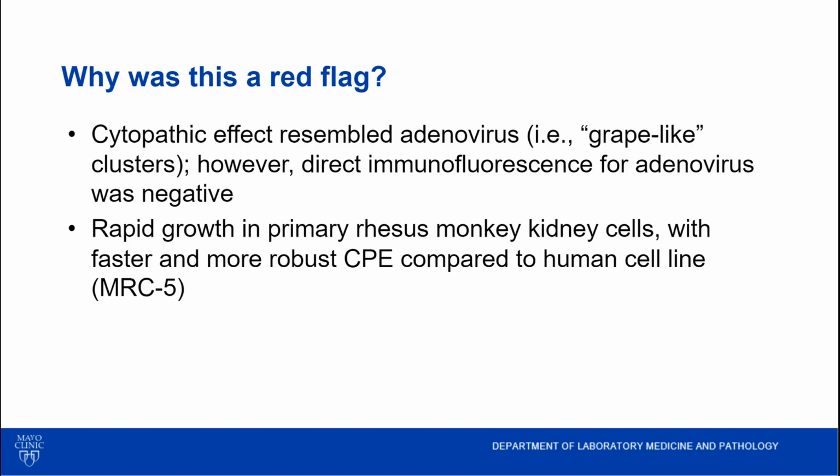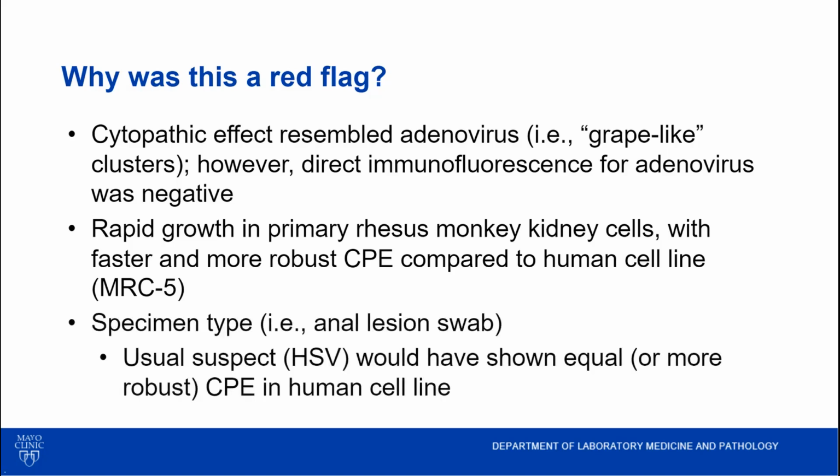And then finally, the specimen type that was sent to us. It was an anal lesion swab. And so when our laboratory receives certain sample types, they're able to put together a list of potential suspect viruses. And from a dermal genital lesion swab, we usually would grow herpes simplex virus. That's by far and away the most common virus that would grow from that type of a specimen. But if it would have been HSV, the cytopathic effect would have been as pronounced or probably more pronounced in the human cell line than in the Rhesus monkey kidney cell line.